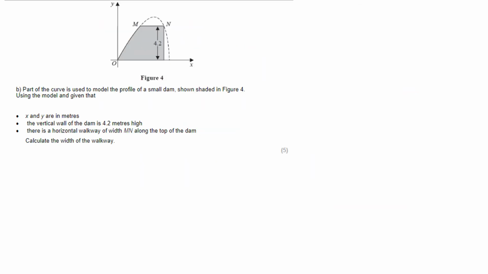This is part B of the same parametric equation question. We've got the curve being used to model the profile of a small dam. The wall of the dam, stopping the water going any further, is 4.2 meters high. X and Y are in meters. There's a horizontal walkway of width MN across the top of the dam, and our job is to calculate the width of that walkway. So we really want the x coordinates here and here, because we're going to take them away from each other to find how wide that walkway is.